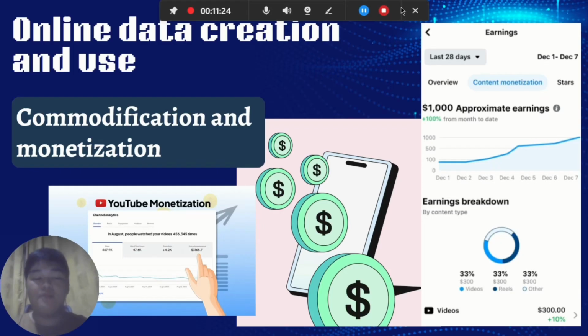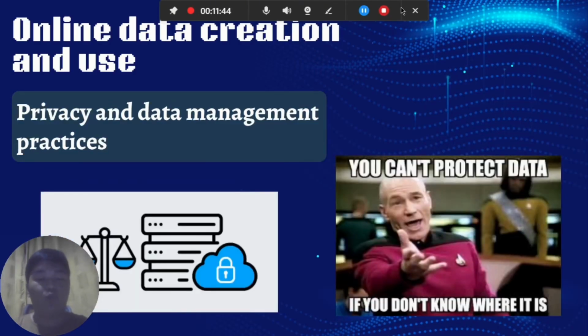Now, commodification and monetization are the concepts that describe how items, services, or ideas become integrated into a market economy, which in this case are the content that we create. But these two focus on different aspects of it. Another is to properly evaluate and engage with organizations regarding privacy and data management practices. This, of course, involves the understanding of how platforms manage, process, and use online data.